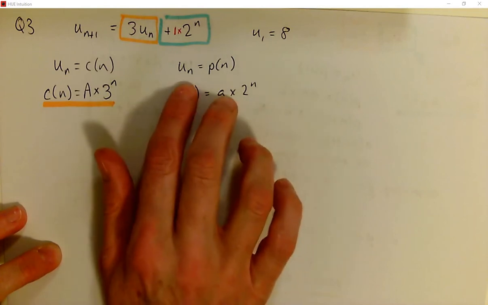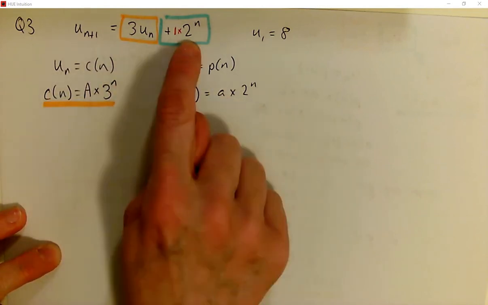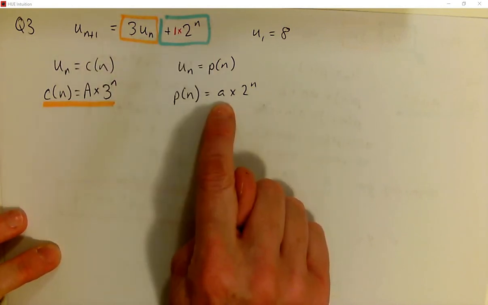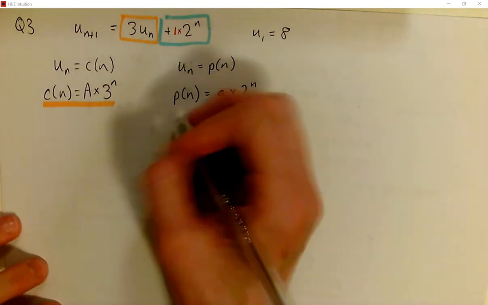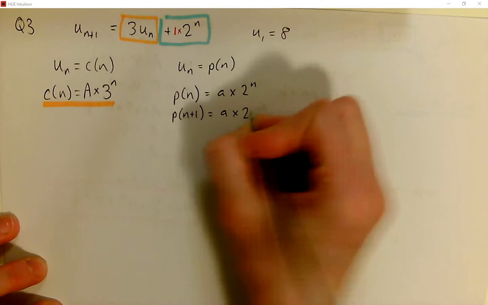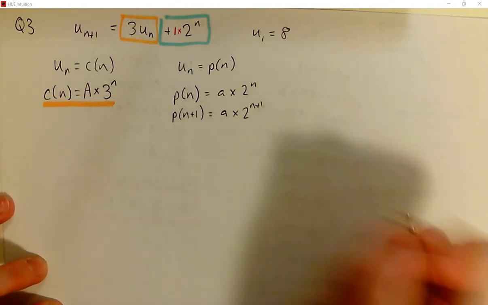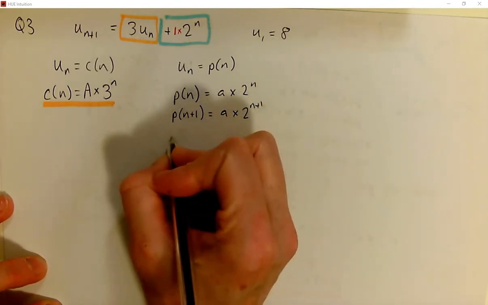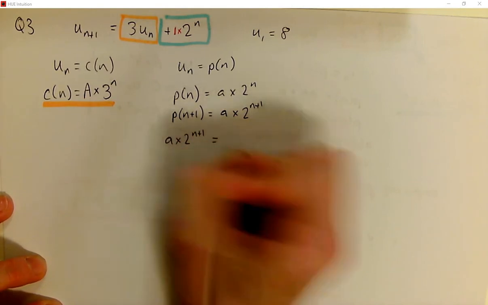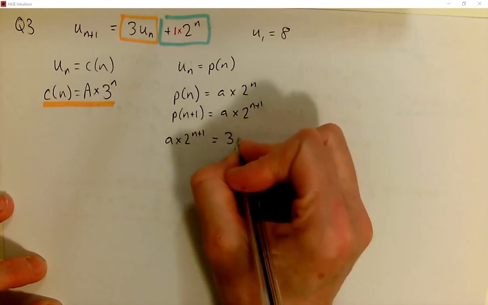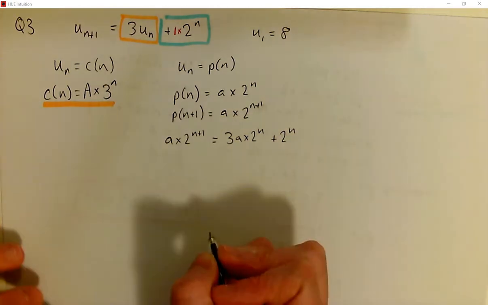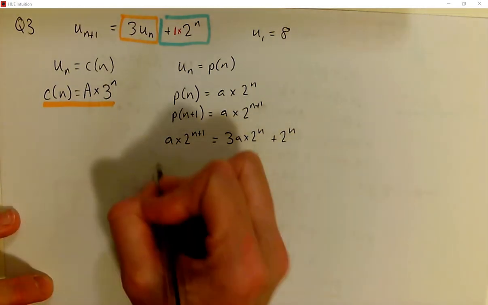So we're going to test it out. We're going to pop it into the recursive formula and see what value of a makes it work. So we need the n plus 1th term as well. So that would just be a times 2 to the n plus 1. Right, let's pop it in. So we've got on the left the n plus 1th term, and on the right 3 times the nth term plus 2 to the n. Okay, let's write it all in terms of 2 to the n.